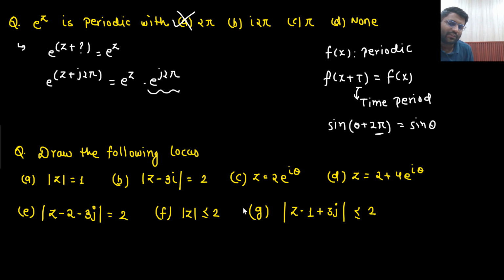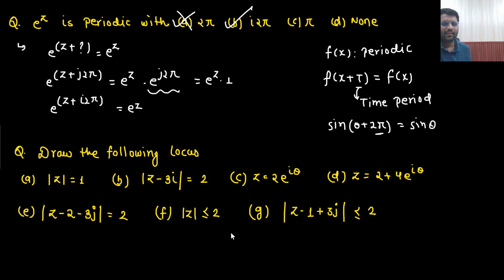Now what is the value of this e to the power j2 pi? That is nothing but 1 only. So what are you getting? E to the power z. So from here you have seen that in place of z, if I am putting z plus j2 pi, then I am getting e to the power z again. So what do you think? What is the time period? This is the time period, no?